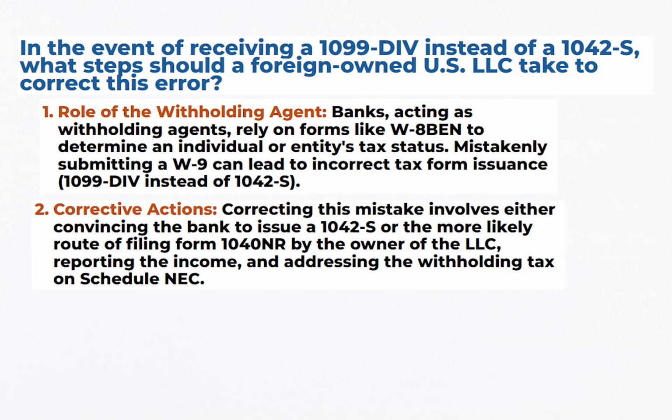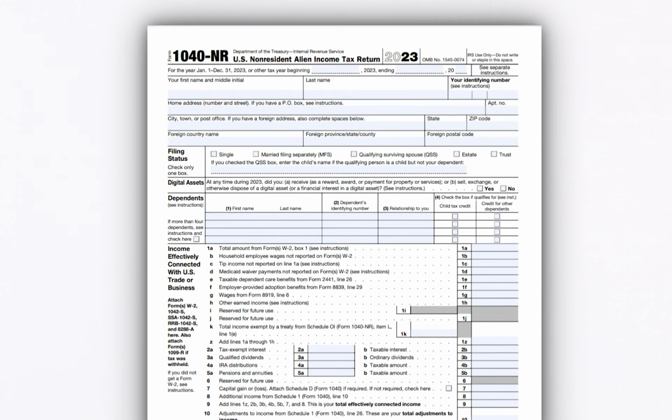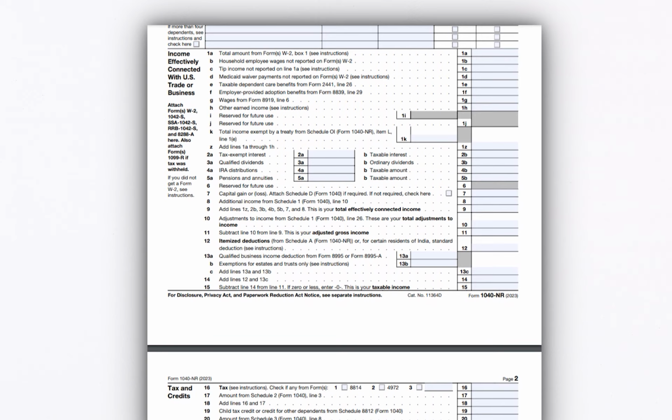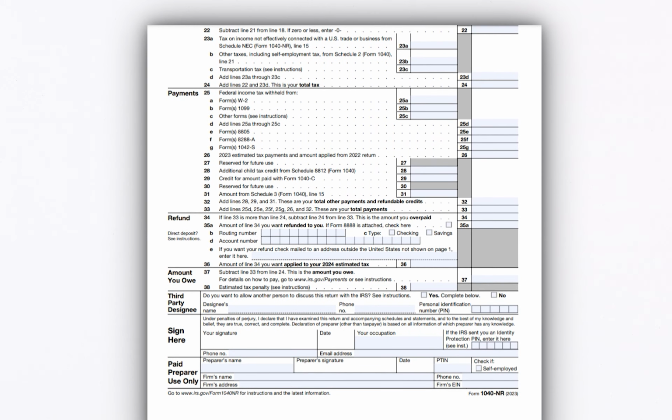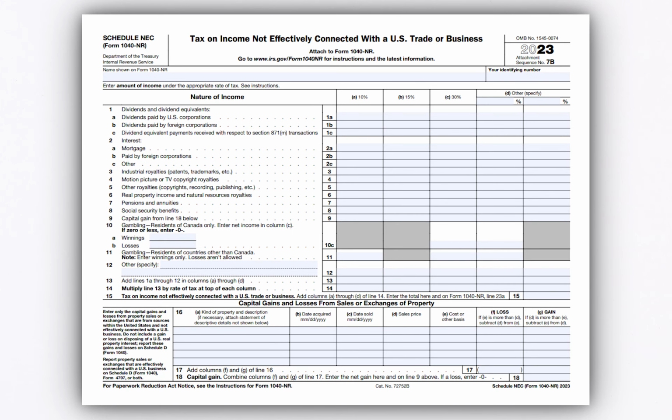So what you do is you go the other route of filing a 1040-NR. Then you report on the 1040-NR; there's a Schedule NEC, and you use that schedule to report the dividend that you received on the 1099 DIV. Then you pay the correct taxes depending on whether you're from a treaty country or not.